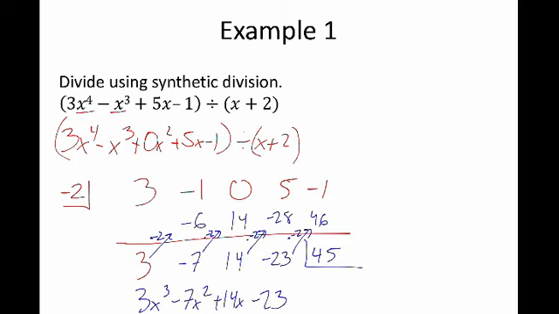And then the same thing we did with our remainder for long division, we're going to do plus our remainder, 45, divided by our original divisor, x plus 2. And so that's our full polynomial after doing synthetic division. It's shorter. It's overall quicker. Let's try another one.